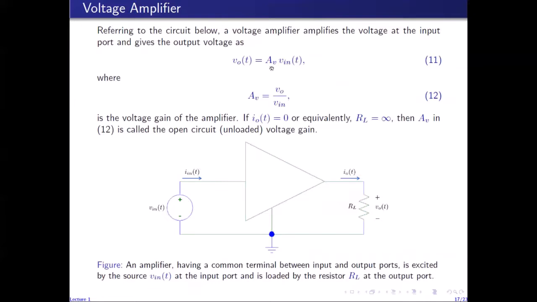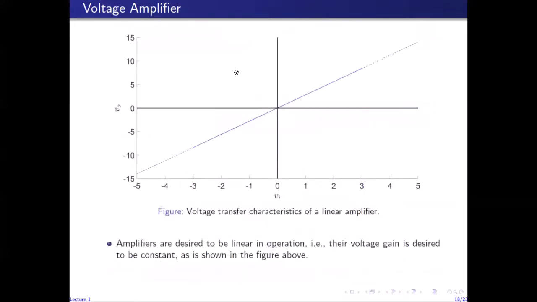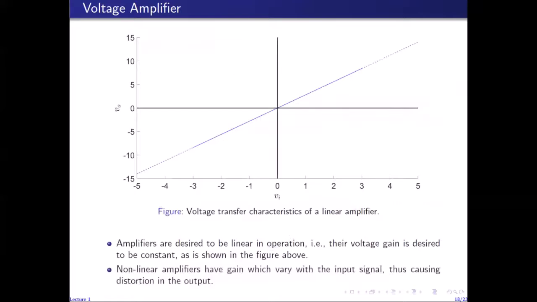However, if gain is not constant, if, for example, gain is varying with respect to the input voltage, then the output voltage will have characteristics which will differ from the input voltage. That is undesirable because that manifests itself as distortions in the output signal. So nonlinear amplifiers are not desired. Nonlinear amplifiers, they produce distortion in the output.